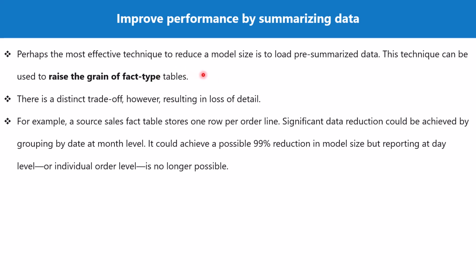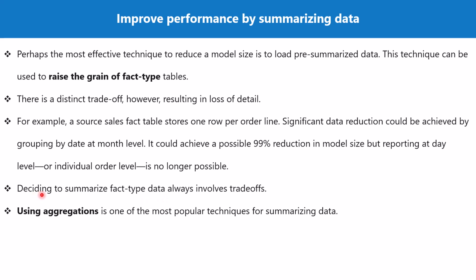I would say that maybe you can achieve 100x reduction in the model size, but just keep in mind that there is a distinct trade-off, and this can result in the loss of detail, and this can also have an effect on the end reporting that you are trying to do. So, like I said, deciding to summarize the fact table data always involves a trade-off.